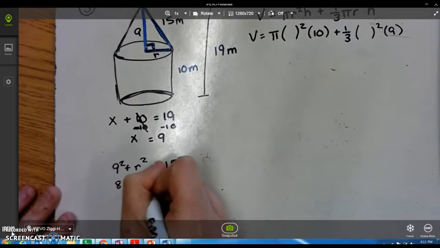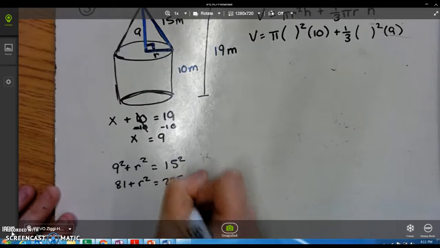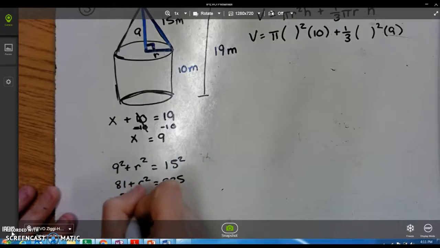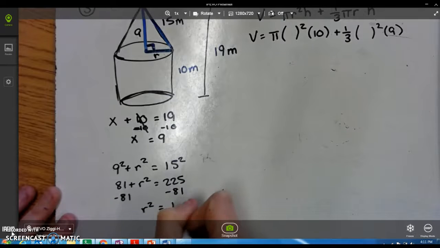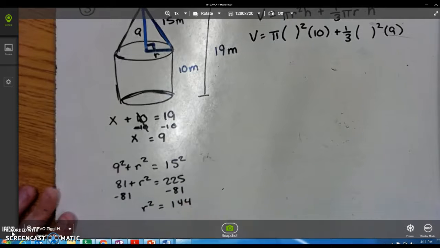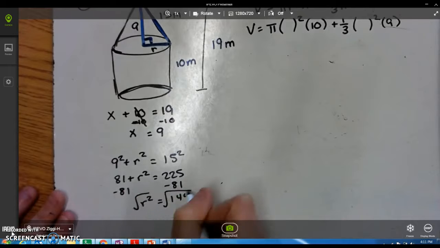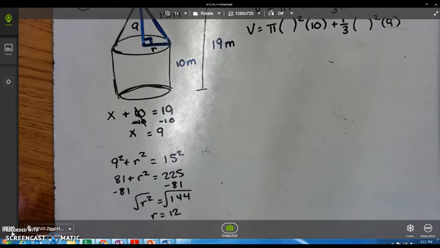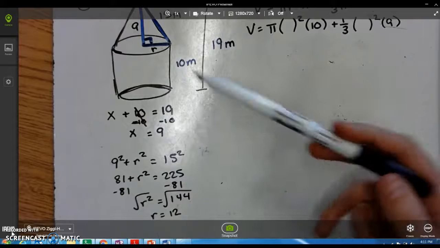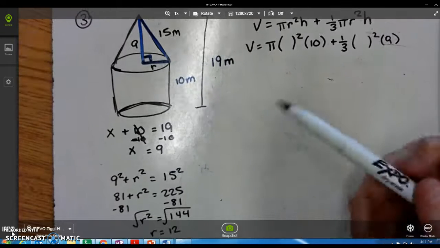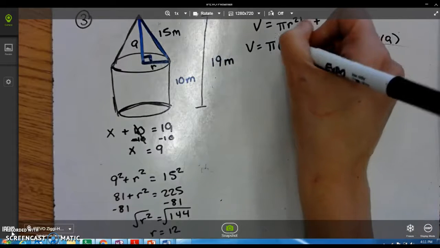81 plus r squared is equal to 225. Subtract 81. That's going to be 144. And then we square root. Once again, this is a Pythagorean triple, so if you had this memorized, you should have been able to just look at it and be like, oh, look, that's going to be 12. And then we just got to plug it in.